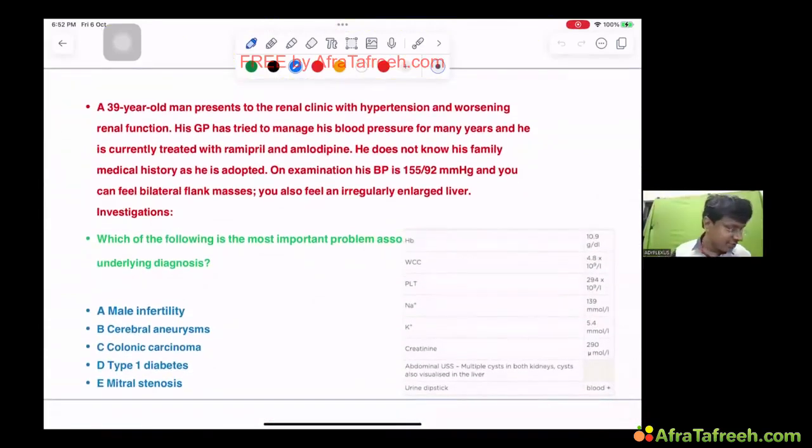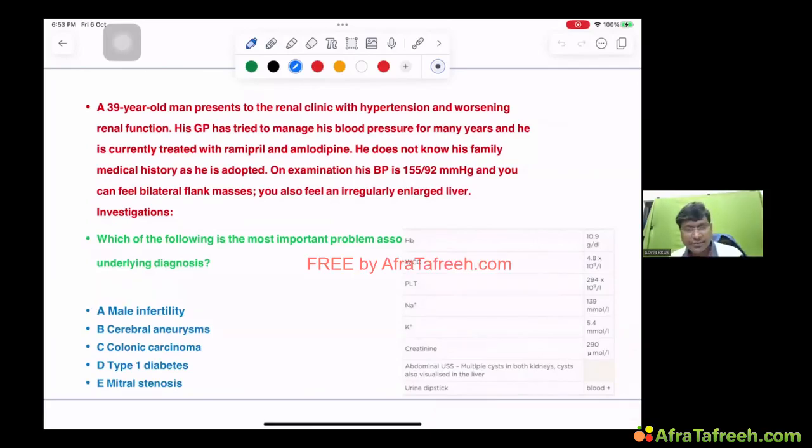So the next question is: a 39-year-old man presents to the renal clinic with hypertension and worsening renal function. The GP has tried to manage his blood pressure for many years and he is currently treated with ramipril and amlodipine. He does not know his family medical history as he is adopted. On examination, blood pressure is 155 by 92. You can feel bilateral flank masses. You also feel an irregularly enlarged liver. Investigations have been given. Which of the following is the most appropriate problem associated with the underlying diagnosis?